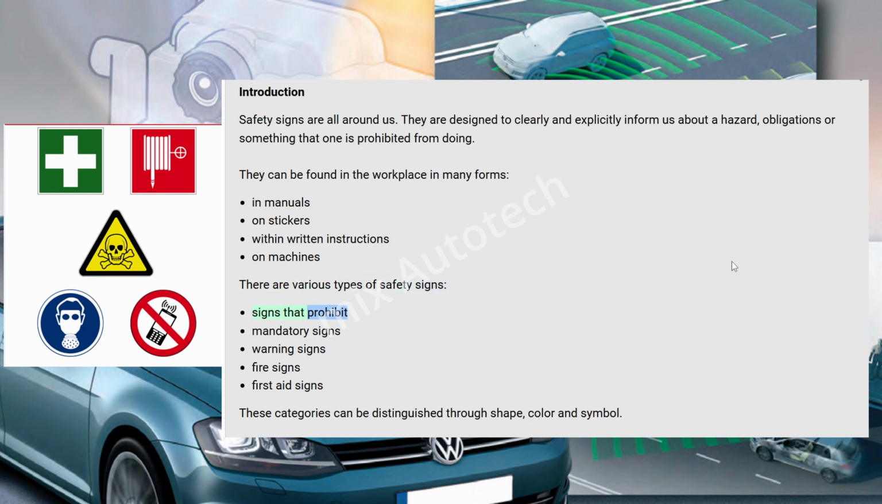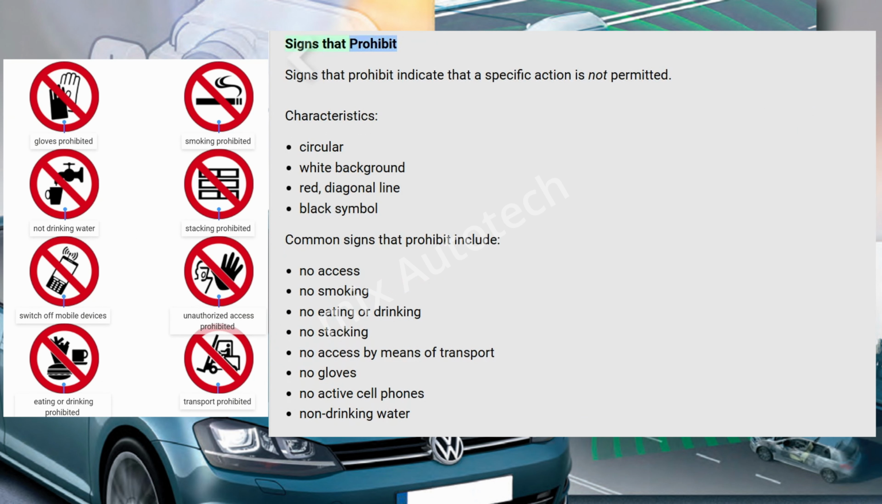There are various types of safety signs. Signs that prohibit. Mandatory signs. Warning signs. Fire signs. First aid signs. These categories can be distinguished through shape, color, and symbol. Signs that prohibit. Signs that prohibit indicate that a specific action is not permitted.